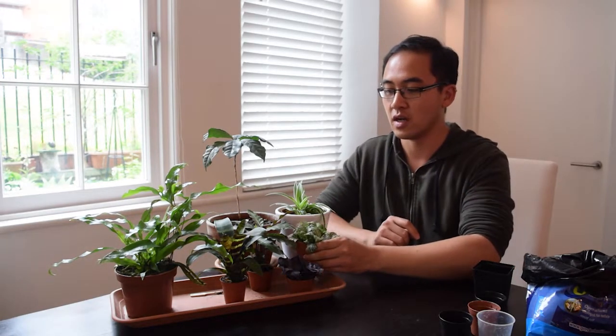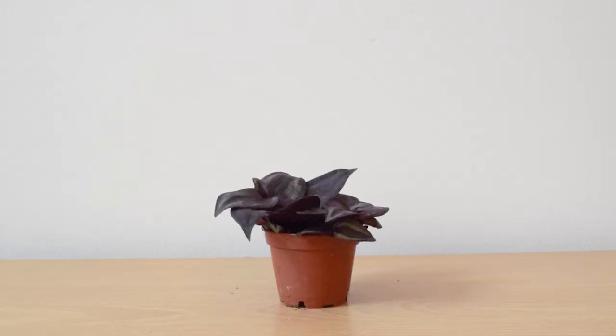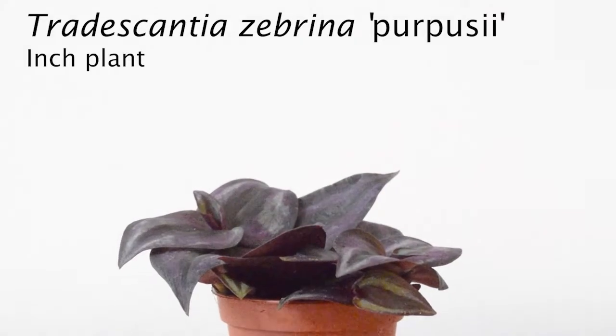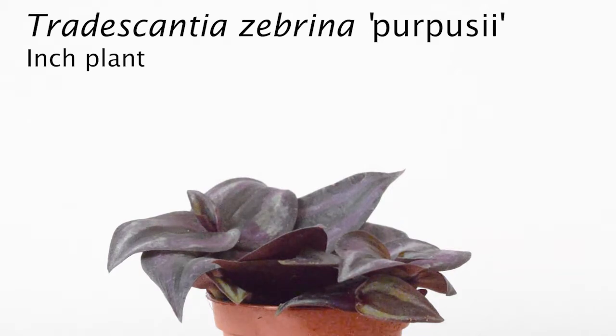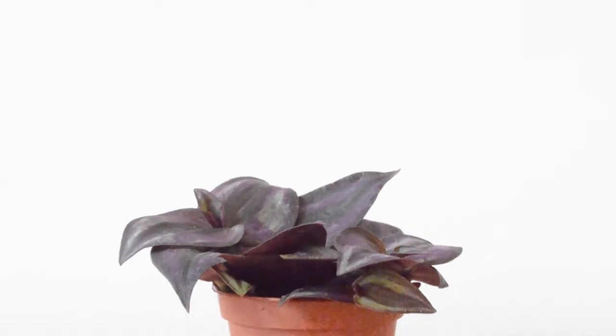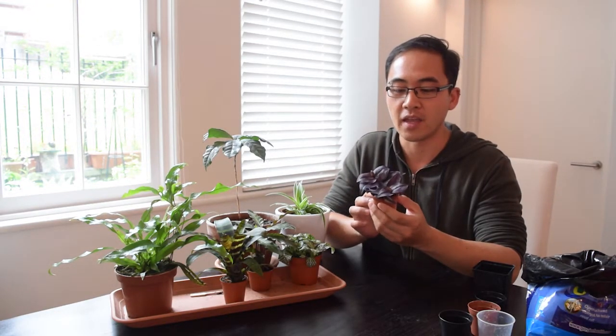So there's that one. Other rainforest understory plants that I've got today are this one here. This is a Tradescantia, Tradescantia zebrina purpusii, also known as spiderwort or inch plant or wandering Jew. This is another rainforest understory plant native to Central and South America, and it gets its names, inch plant and wandering Jew, because of how quickly it can grow. Supposedly it can grow up to an inch a week.